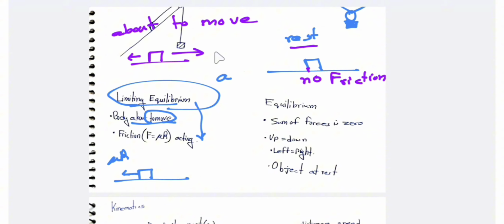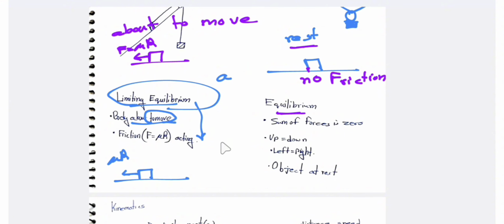Since the object is about to move, that means static friction is still acting. The object is not moving, but it is about to move. Friction is equal to mu R. Since the object is about to move in the forward direction, the friction is acting in the backward direction, that is mu R. But since the object is not moving, friction is acting. But at rest, no friction is acting.